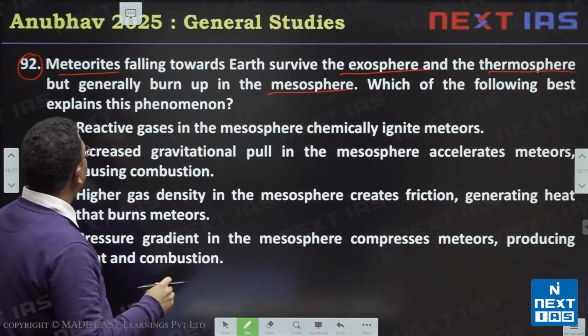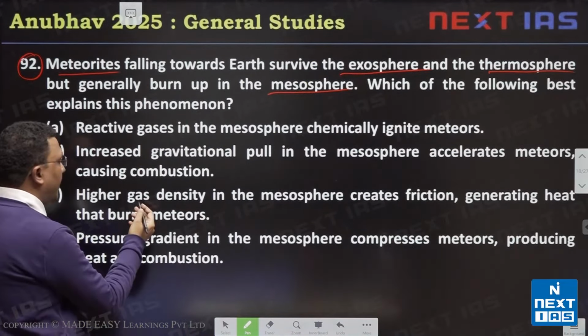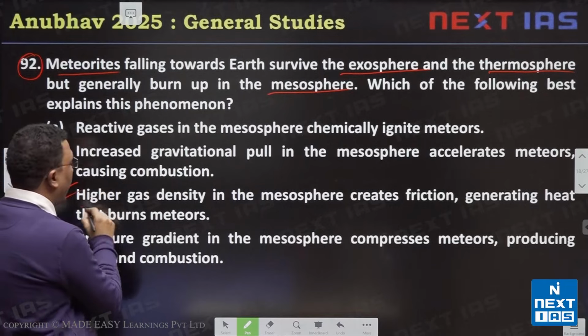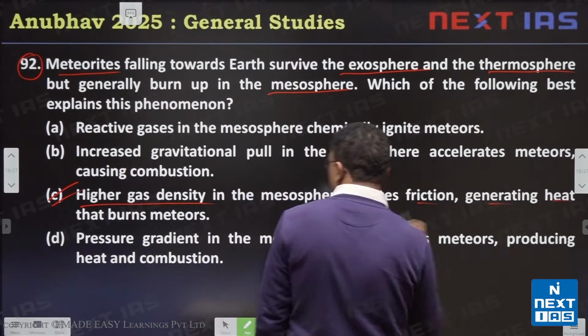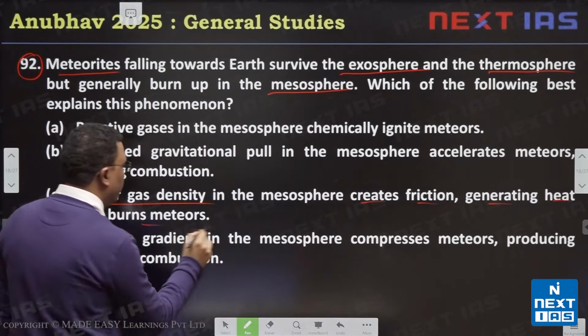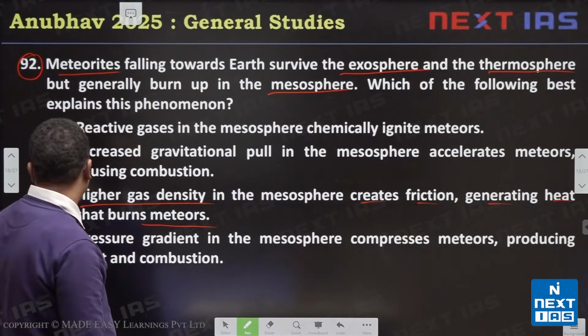So if we see our question here, the correct answer will be C. Higher gas density in the mesosphere creates friction generating heat that burns meteors, right? This is the correct answer.